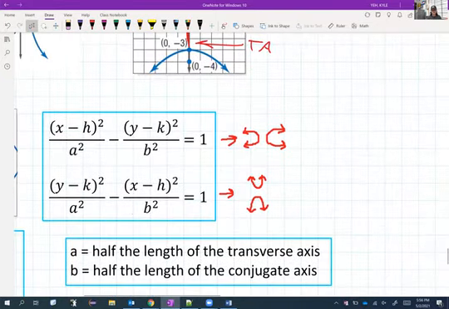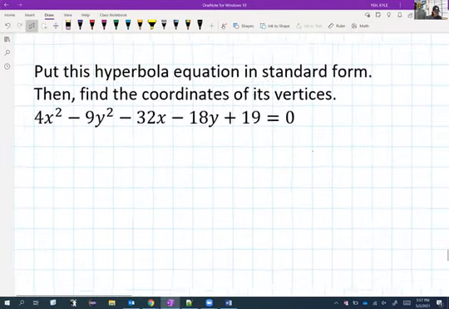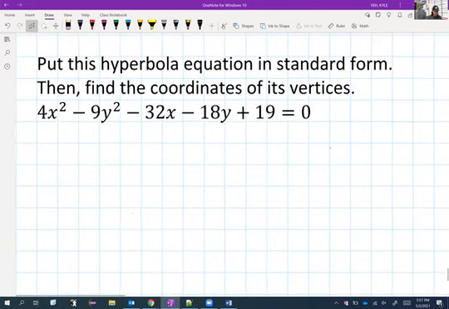A is half the length of the transverse axis, B is half the length of the conjugate axis. And that should look kind of similar to major and minor. But all we're going to do today is one hyperbola problem, and it's right here. Put this hyperbola into its standard form, and then find the coordinates of the vertices.